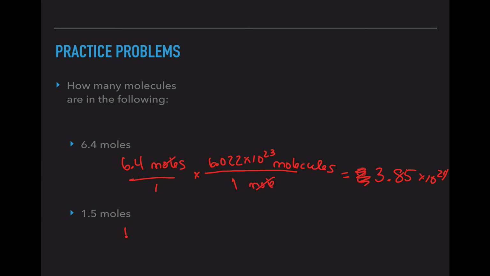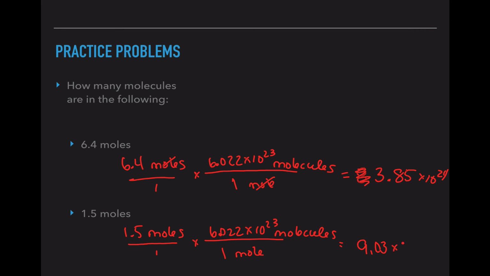And one more time, 1.5 moles is on the top, over 1. We want moles to go away, so 1 mole is on the bottom, and 6.022 times 10 to the 23 is on the top. We're going to multiply across the top. Our answer is 9.03 times 10 to the 23 molecules.